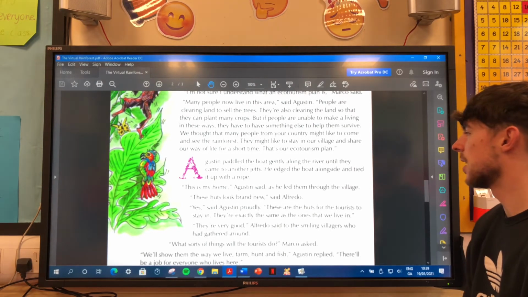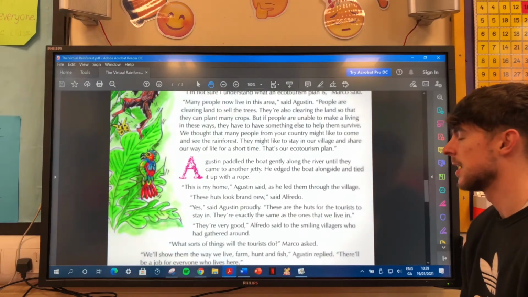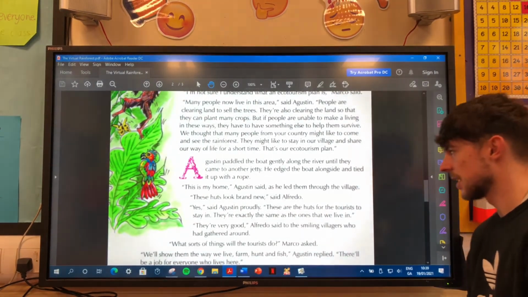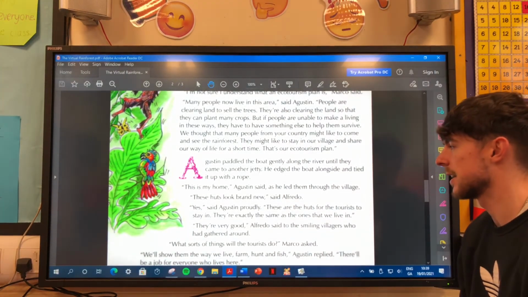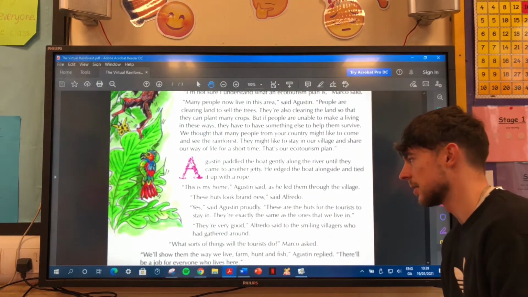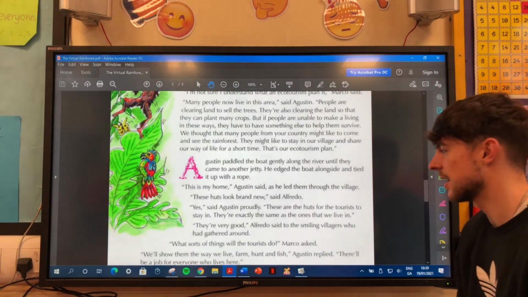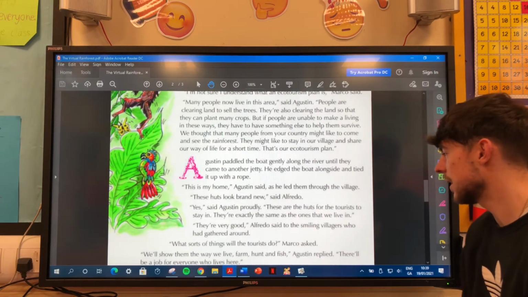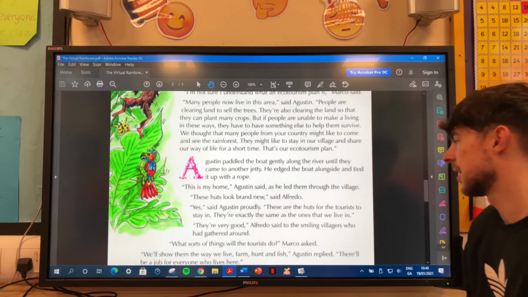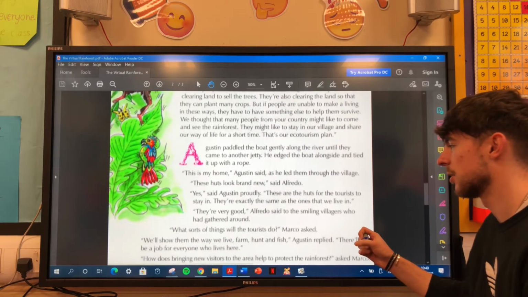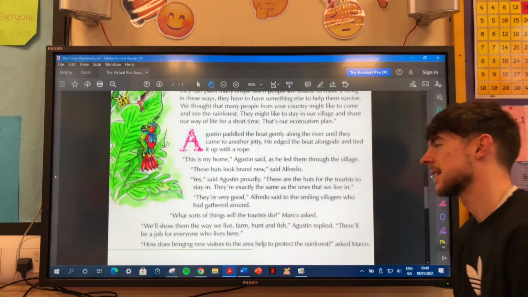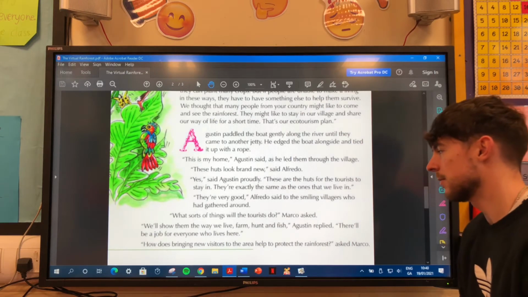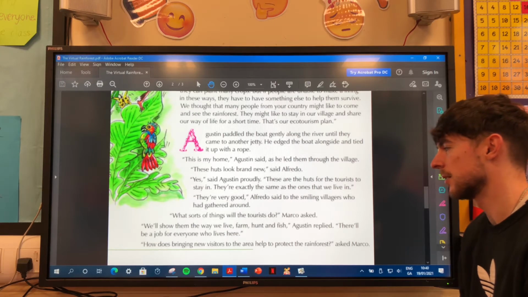Augustin paddled the boat gently along the river until they came to another jetty. He edged the boat alongside and tied it up with a rope. "This is my home," Augustin said, as he led them through the village. "These huts look brand new," said Alfredo. "Yes," said Augustin proudly. "These are the huts for the tourists to stay in. They're exactly the same as the ones that we live in." "They're very good," Alfredo said to the smiling villagers who gathered around. "What sort of things will the eco-tourists do?" Marco asked. "We'll show them the way we live, farm, hunt and fish," Augustin replied. "There'll be a job for everyone who lives here."